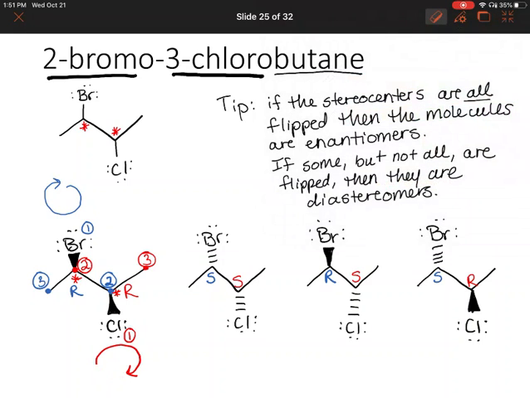Okay, so to make this a little bit easier, let's label these molecules A, B, C, and D. So let's look at A and B. What is the relationship between A and B? Are they enantiomers or diastereomers? So A is RR, and then B is SS. So when we're comparing the two, all of the stereocenters are different. So that means that they are enantiomers.